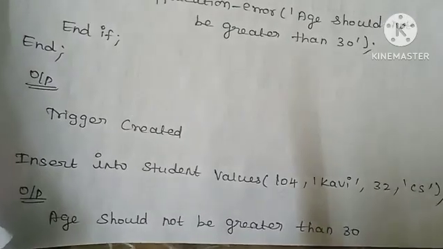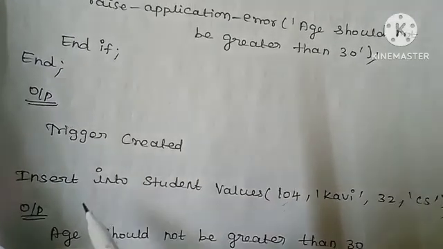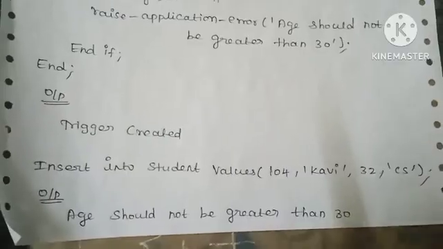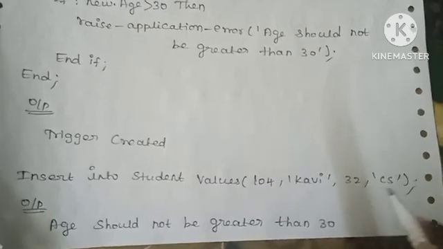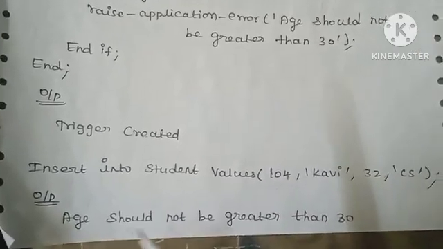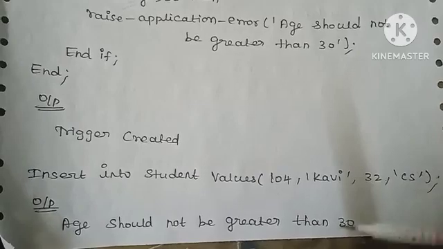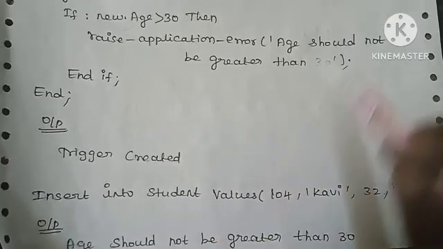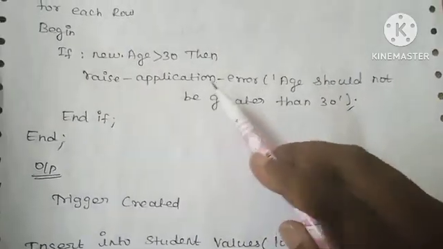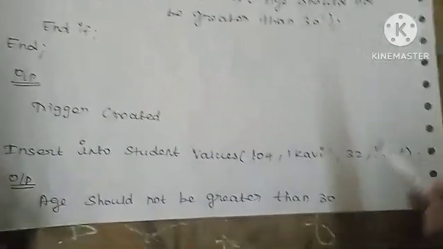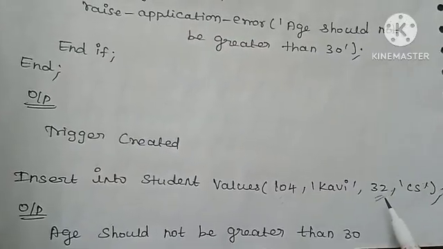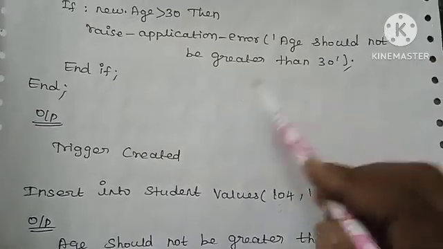Now I insert a value into the student table. Insert into student values 104, Kavi, 32, CS. But the output will be: age should not be greater than 30. Why? I created the trigger for the student, so I can enter some conditions for the trigger. The age must be at most 30, otherwise the message will be displayed. I entered the age as 32, so this condition is not satisfied, and the message is displayed.